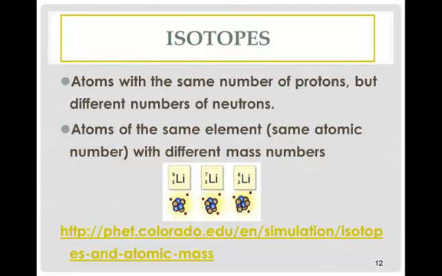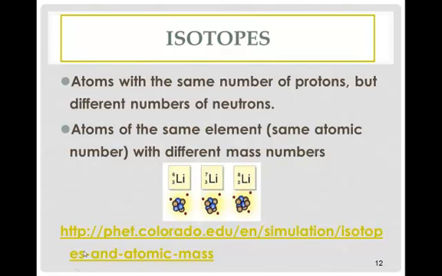So if we look at it here, it says atoms with the same number of protons. That means that I'm not going to change the atom, but it has a different number of neutrons. So if you think about it, the protons identify the atom because it's equal to the atomic number. Atoms of the same element, but that means they have the same atomic number with different mass numbers.